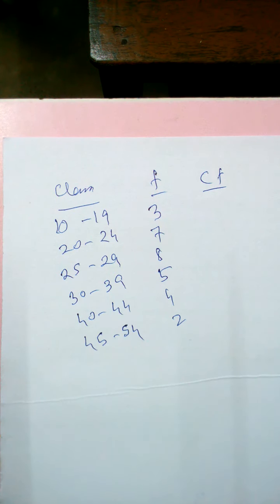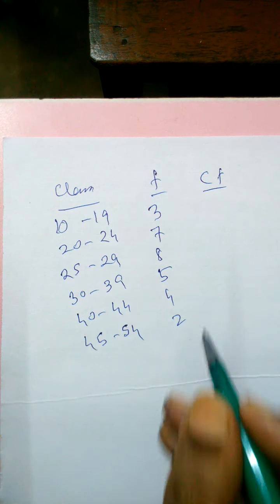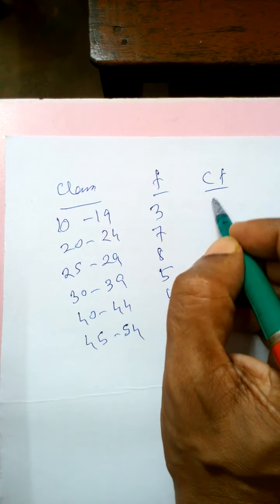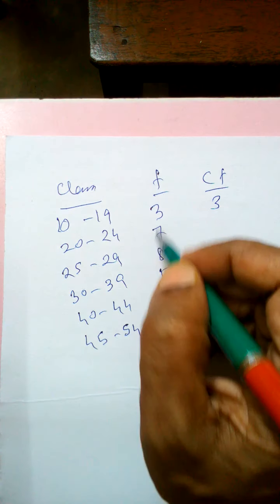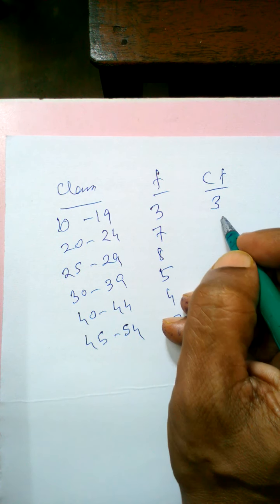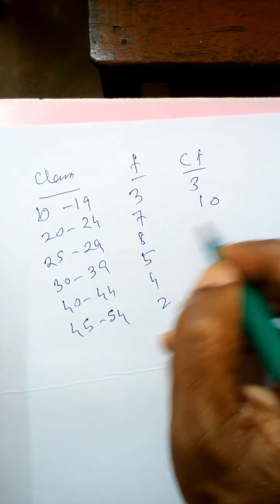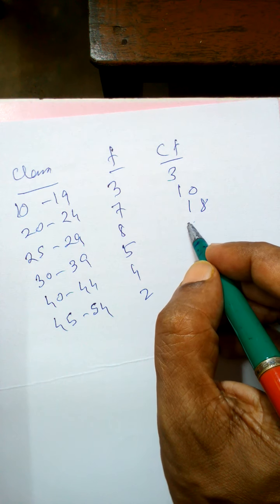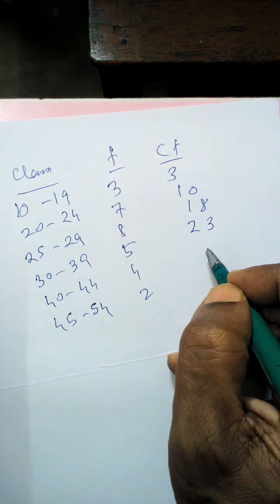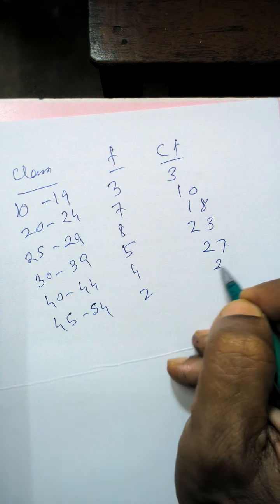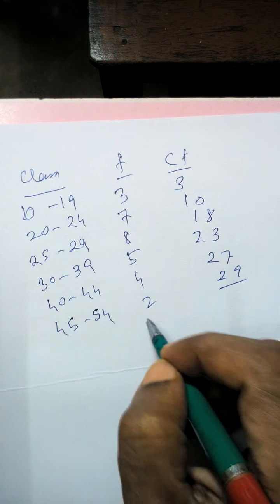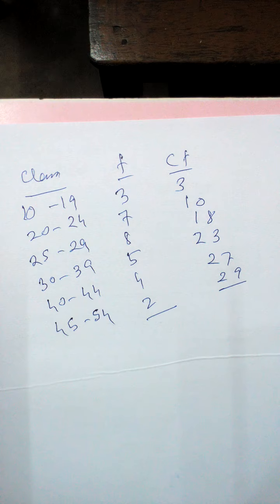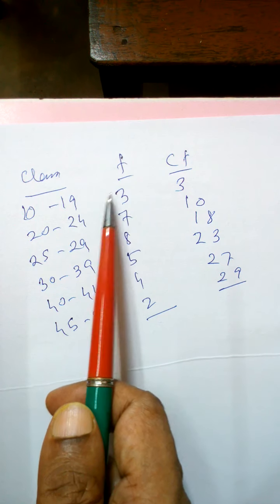That means the number of persons or cases less than this class, less than 19. That means up to 19, how many are there? It will be 3. Just keep on adding. Simply 3 will be the start, then 3 plus 7, 10, then 3 plus 7 plus 8, that is 18, then 3 plus 7 plus 8 plus 5, 23, then 27 and then 29. So this is the total frequency. That is the idea. We start from the first value and keep on adding.